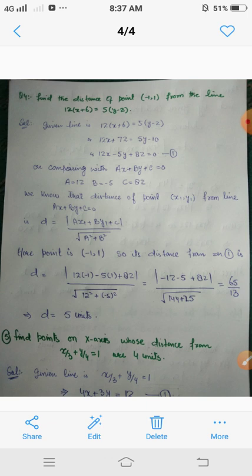In the previous video lecture we discussed how to find the distance between a point and a given line, and the distance between two parallel lines.